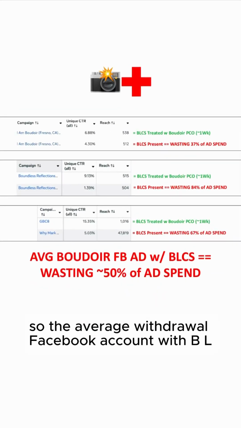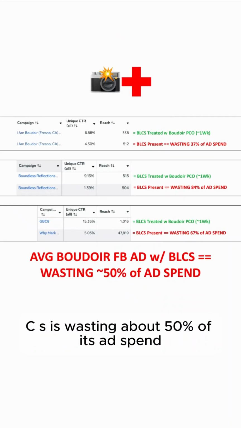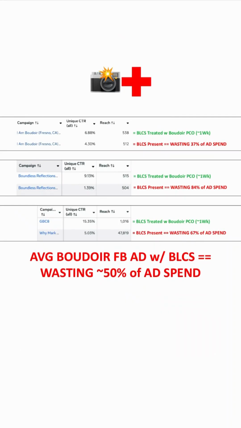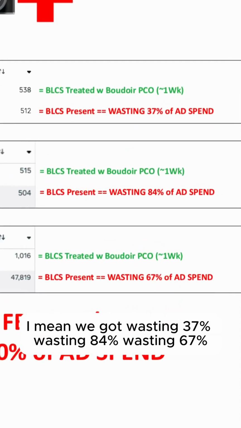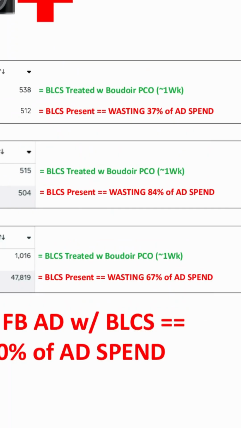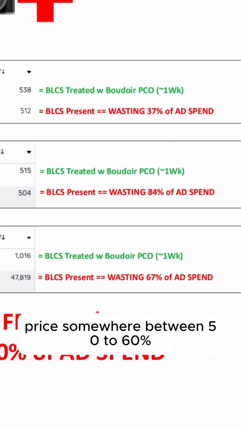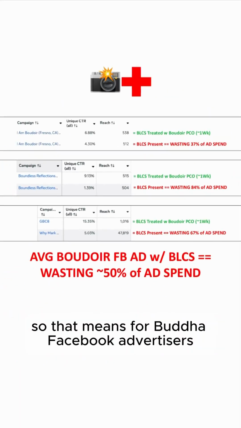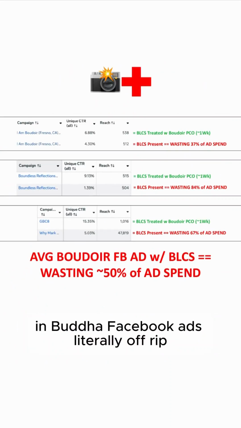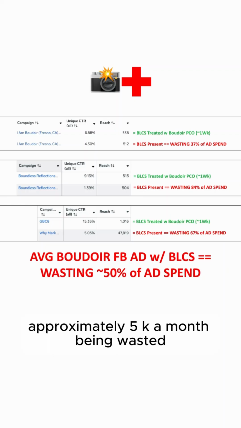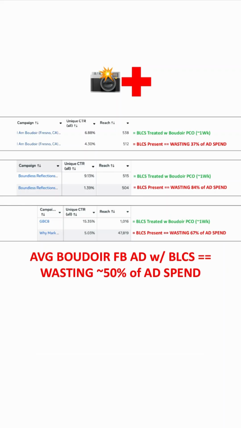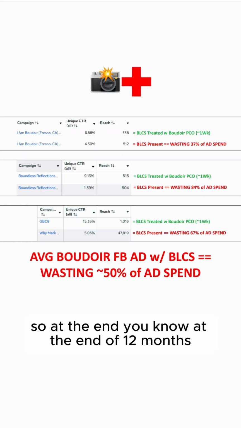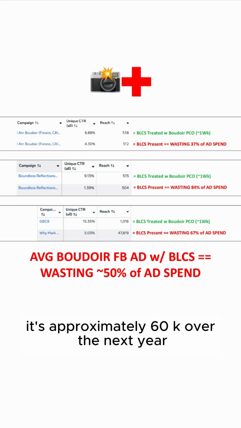So the average Boudoir Facebook ad with BLCS is wasting about 50% of its ad spend. Look at the numbers right here: wasting 37%, wasting 84%, wasting 67%. Take the average of these numbers, probably somewhere between 50 to 60%. That means for Boudoir Facebook advertisers spending more than 10 grand a month, literally off the rip, approximately 5K a month is being wasted, paid to Facebook for no benefit whatsoever. And that's every single month. So at the end of 12 months, it's approximately 60K over the next year.